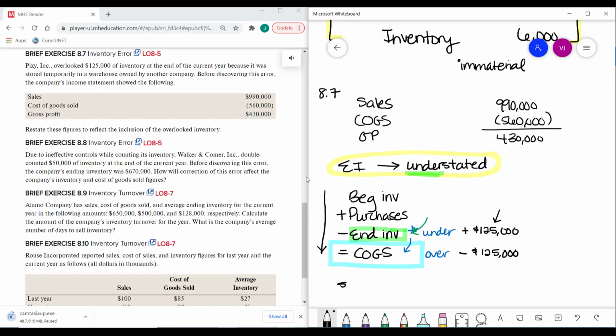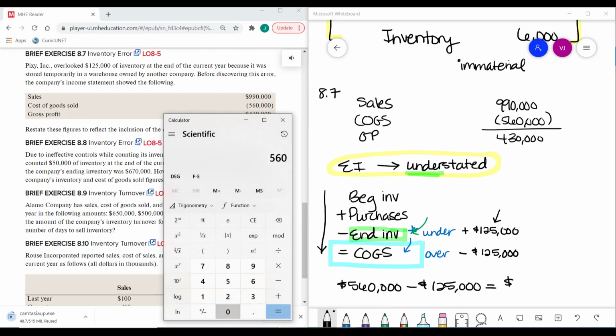Okay, so cost of goods sold was recorded at 560, but that was an overstated amount, too large. So it's overstated in the amount that we overlooked that inventory. So we'll take that 560 minus the 125. So our cost of goods sold actually is 435. That's our actual cost of goods sold, right?